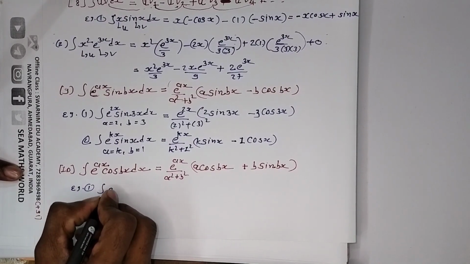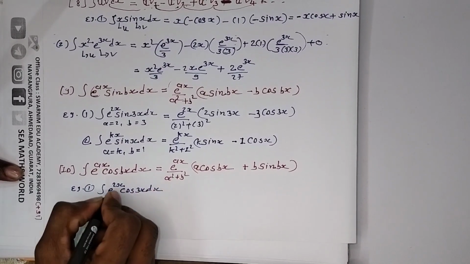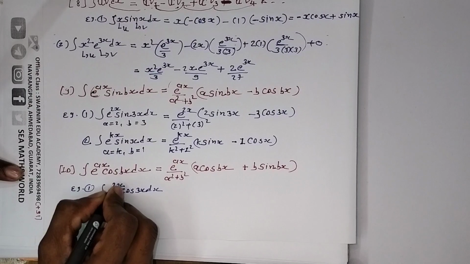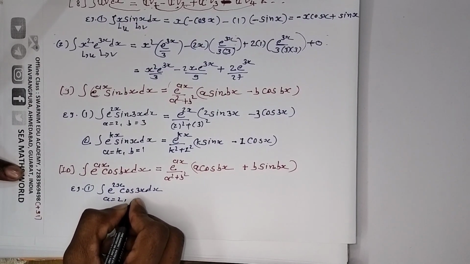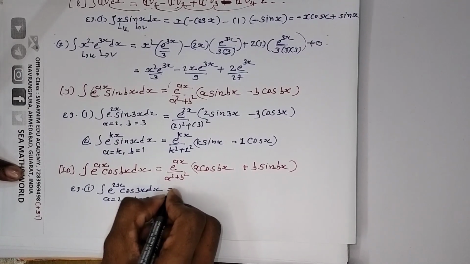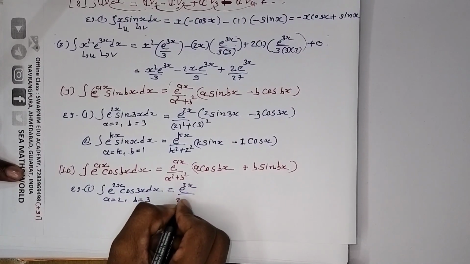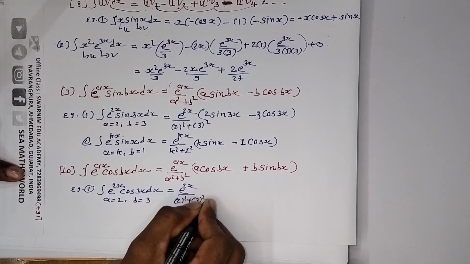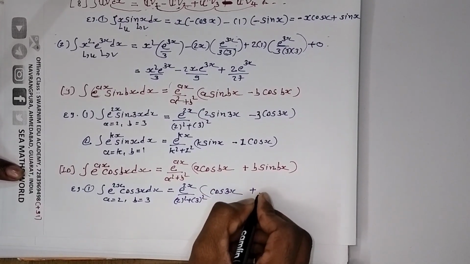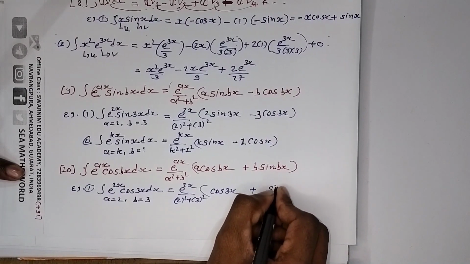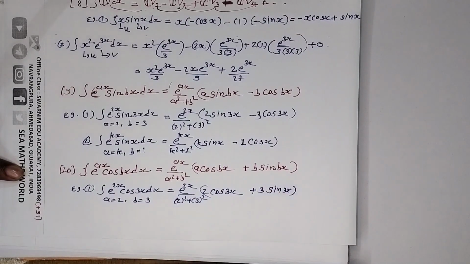Integration of e raised to 2x cos 3x. Same, a will be our 2, whatever the power with x. The angle with x is 3, so b will be 3. Now just substitute in the formula. e raised to 2x as it is, a square is 2 square, b square is 3 square. Cos 3x is given, so write down cos 3x, and its integration is sin 3x. First put constant a here, then b here.